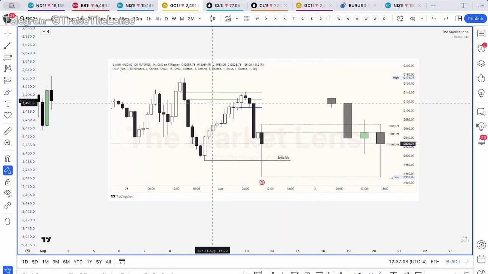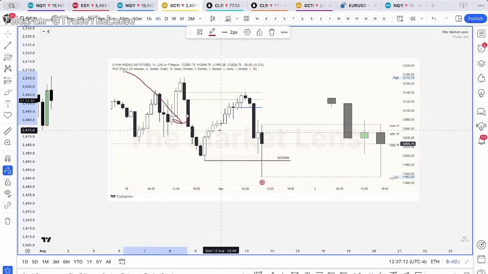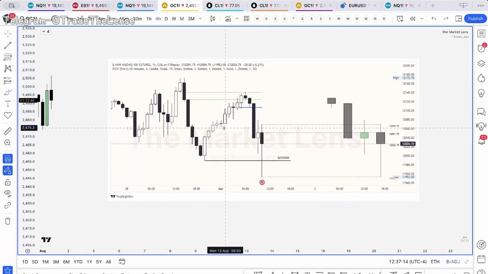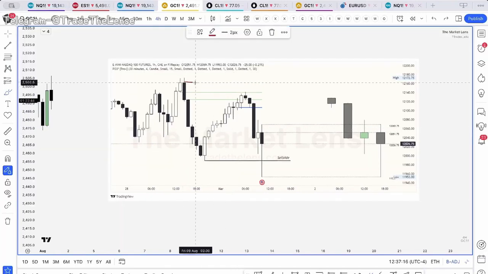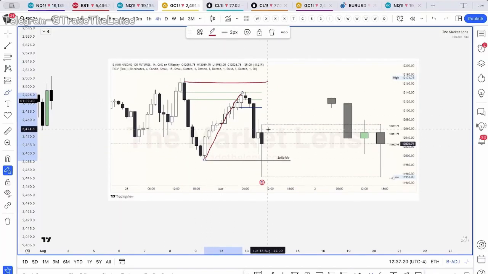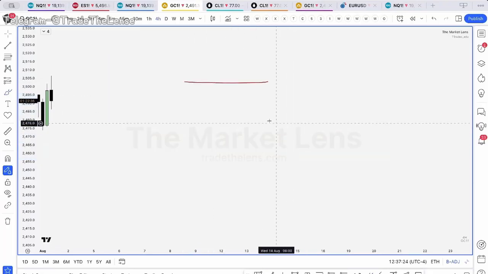Another thing to notice here is where would we, if we're downtrending here, where would we need to close over to indicate a bullish trend? We'd need to close over here. So this deep retracement is still bearish to me until we close over there. And that's just protected highs and lows.